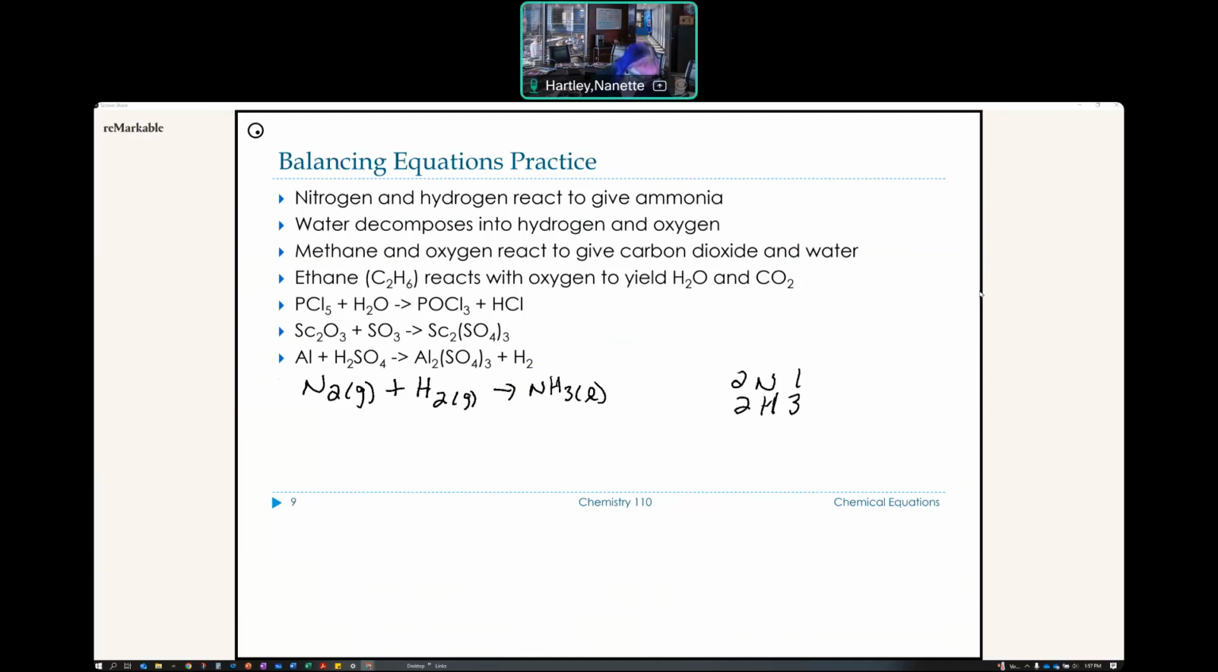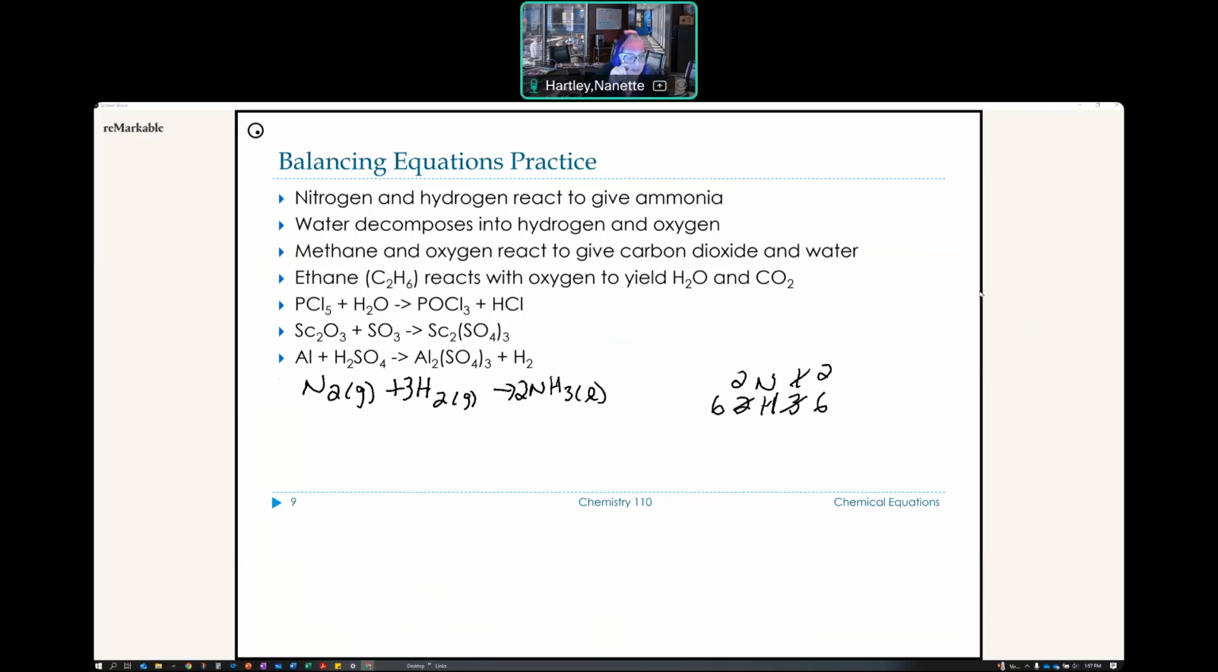I know that I need 2 on this side to get 2 nitrogens. So I've fixed that. Now I've got 6 hydrogens on my side, right? So I have 2 nitrogens, so that's fine. I now have 6 hydrogens on this side, so I can put a 3 out here, and that changes that to 6. And look, magically, everything is now fixed. That's so much fun. So I can leave that, and everything is good.